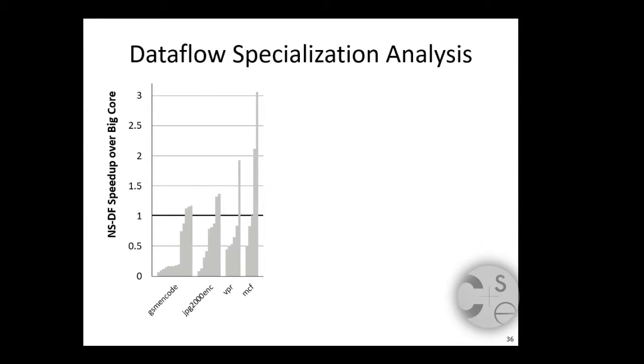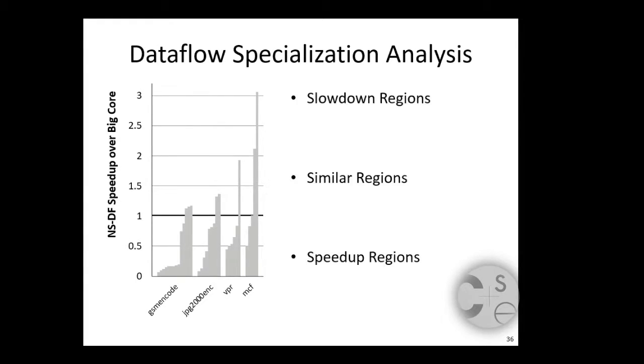To do that, I've analyzed many different nested loop regions, and I'm going to condense that analysis down into the next few slides. What I'm showing here are 4 representative workloads from the workload set, and each of these gray bars represents the execution of one nested loop region, and the y-axis is the NSDF speedup over the big general-purpose core. The first thing you'll notice is that there's a huge range of slowdowns and speedups, and I'll try to break down the reasons for that as follows.